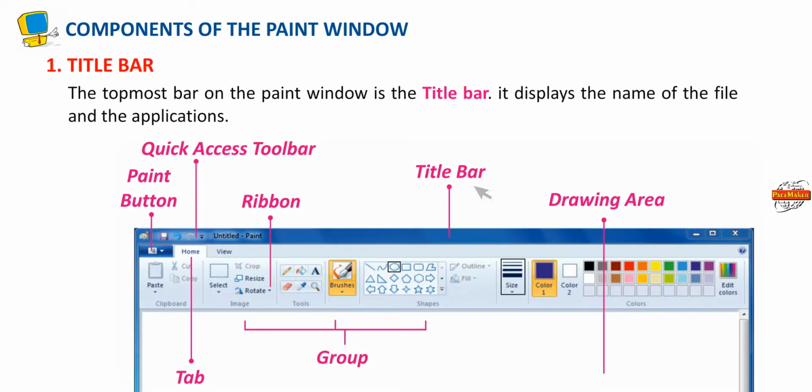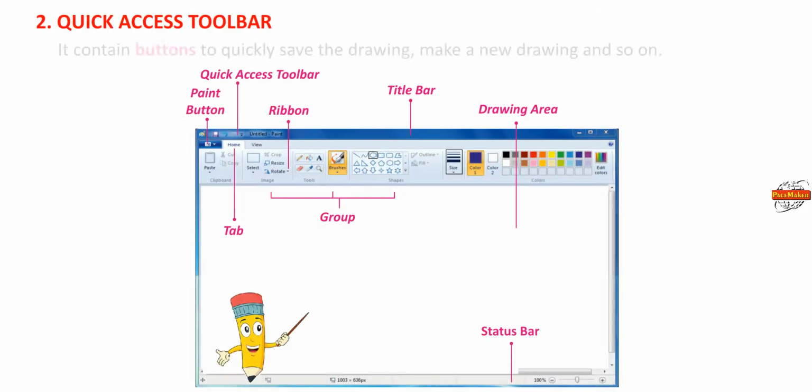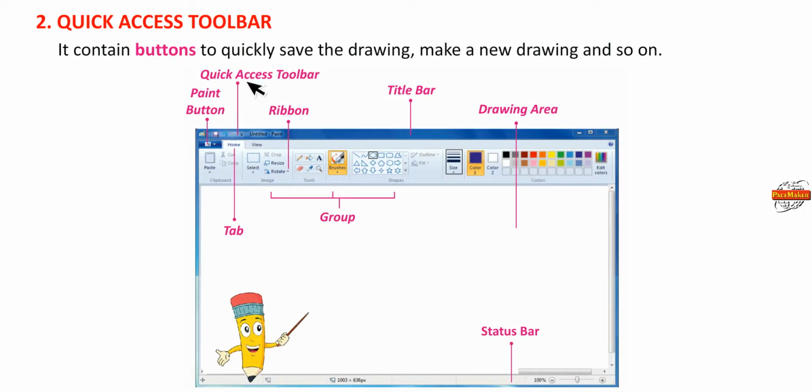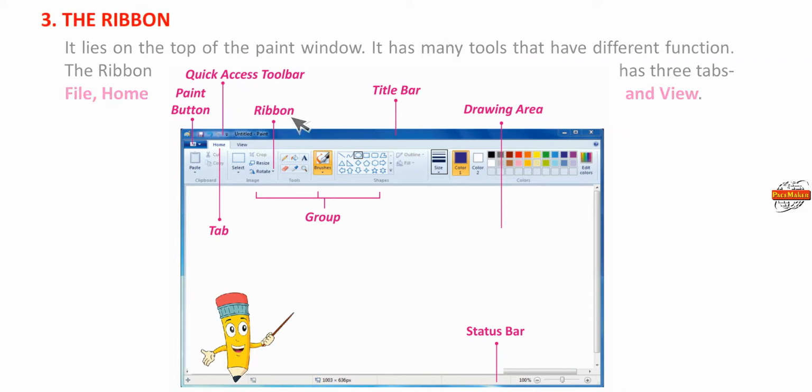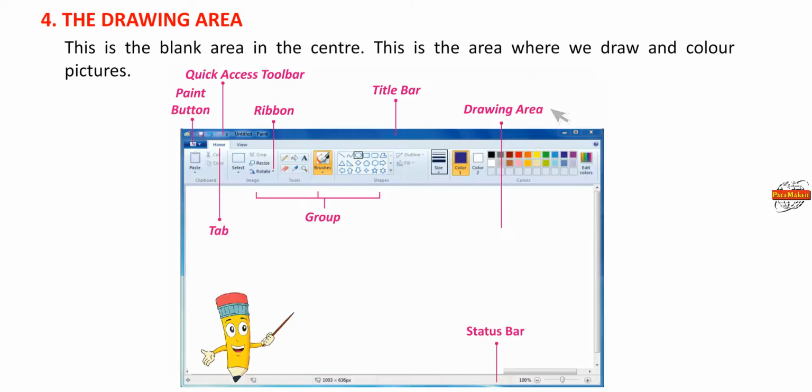Components of the Paint window. Title bar. It is the topmost bar on the Paint window, which displays the name of the file and the application. Quick Access toolbar contains buttons to quickly save the drawing, make a new drawing, and so on. The ribbon. It lies on the top of the Paint window and has many tools that have different functions. The ribbon has 3 tabs: File, Home, and View. The Drawing area. This is the blank area in the center where we draw and color pictures.